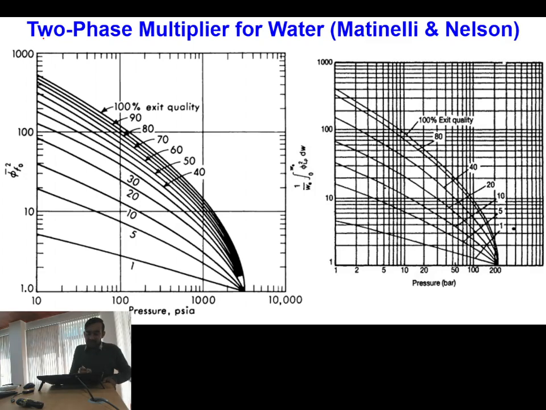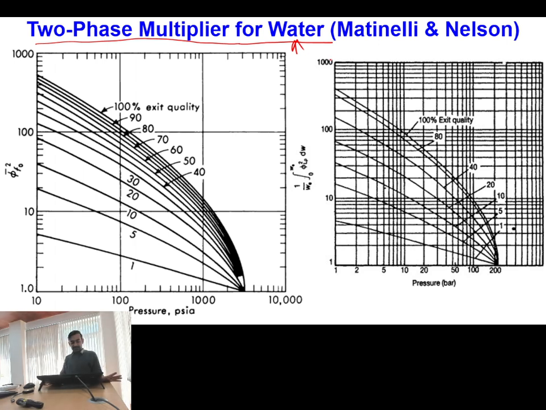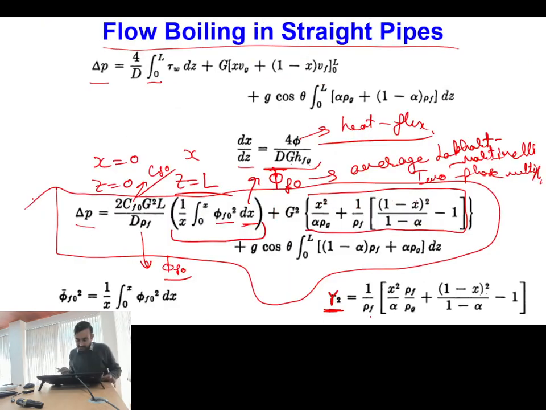Then this is the two-phase multiplier, and again this curve is applicable only for water. Here, if you know the value of pressure and the value of exit quality, then you can calculate the corresponding value of phi bar FO square. Phi bar FO square means I am calculating the average value, this entire term. I am able to calculate this entire value using this plot.